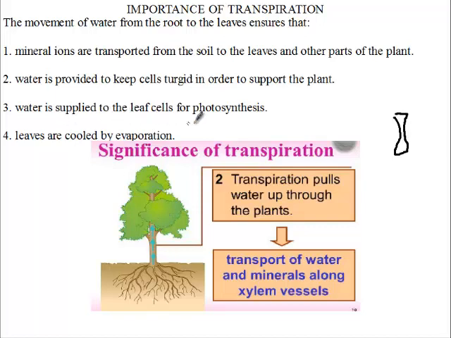Water is supplied to the leaf for photosynthesis. Now, as water leaves, water comes in and then gradually gets to the leaves.